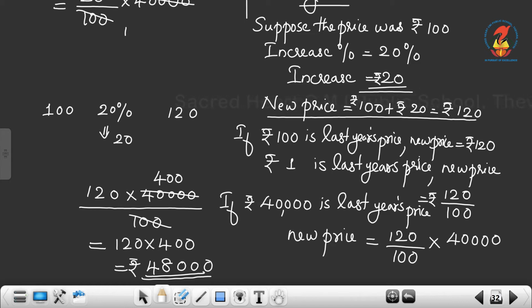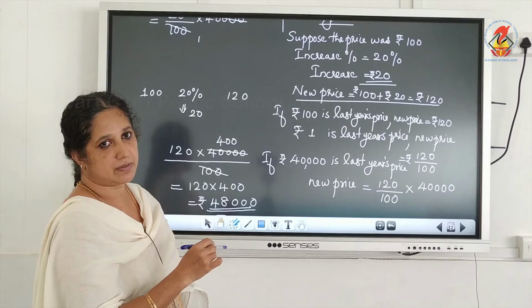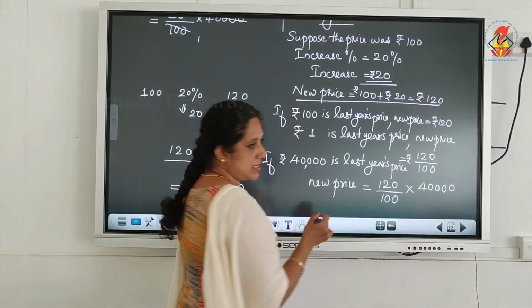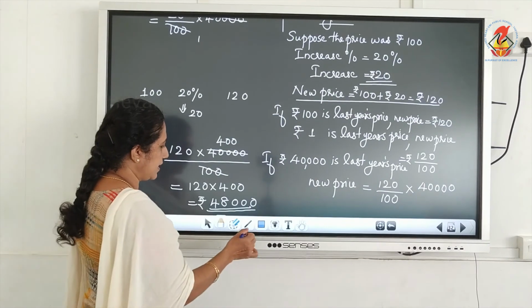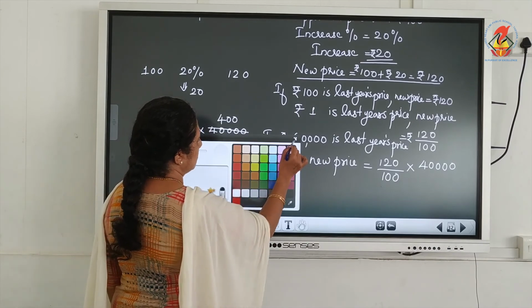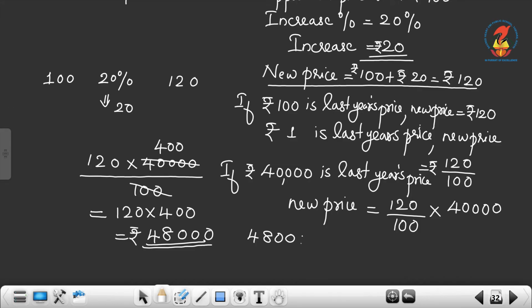If you want to find out the increased amount, how can you find it? This is the new price 48,000 and last year's price was 40,000. So 48,000 minus 40,000, you will get the increased amount. 48,000 is the new price and 40,000 is last year's price. If you find the difference between them, you will get the increased amount, that is 8,000.